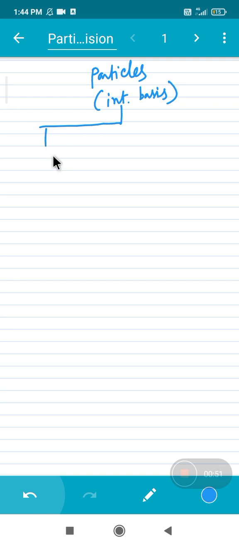The pen tab I am using, I am not that much familiar with, so you can adjust a little.